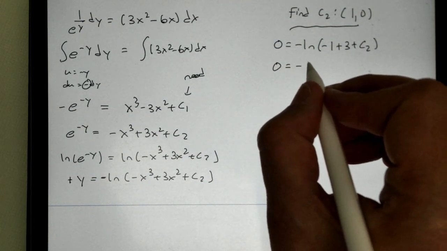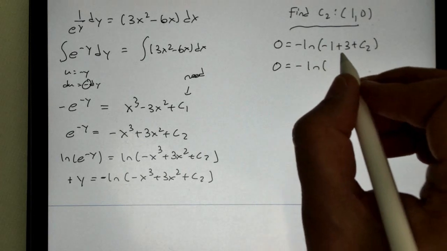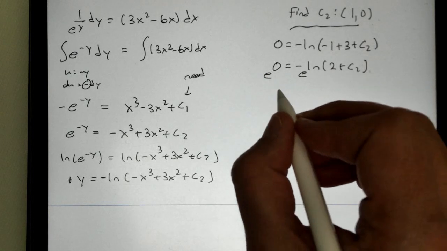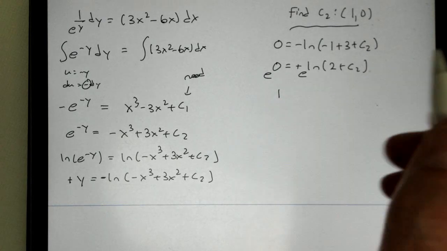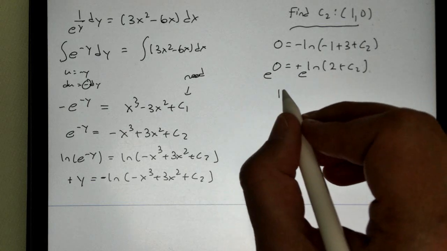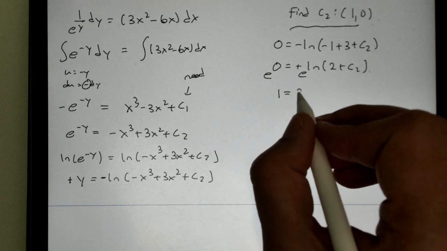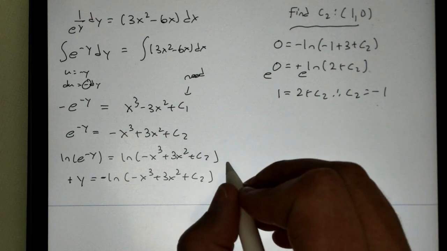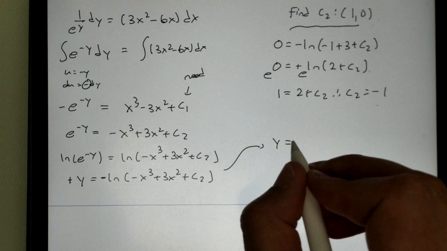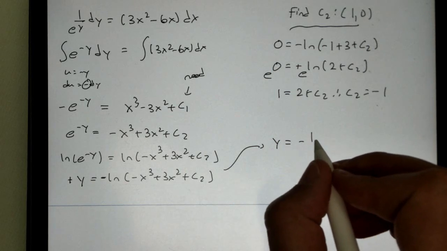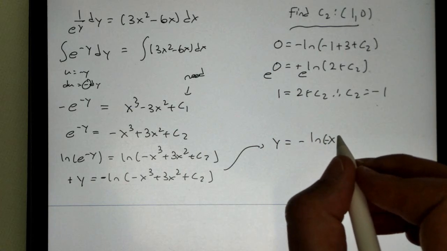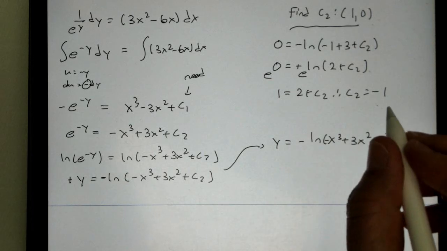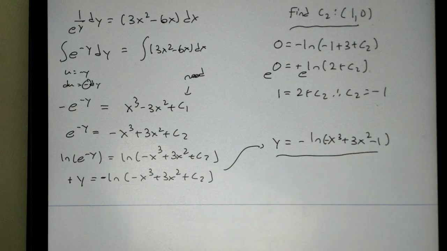We would get 0 equals negative natural log of, what's that going to become? 2 plus c2. Exponentiate. We get 1. I can just give that negative there, right? Just goes away. I get 1 equals 2 plus c2, so therefore c2 equals negative 1. And now my answer becomes the following. Y equals negative natural log of negative x cubed plus 3x squared minus 1, because my c is negative 1. And there it is. There's my answer right there.